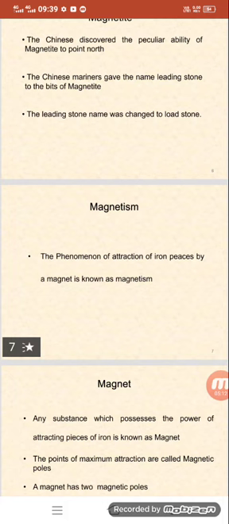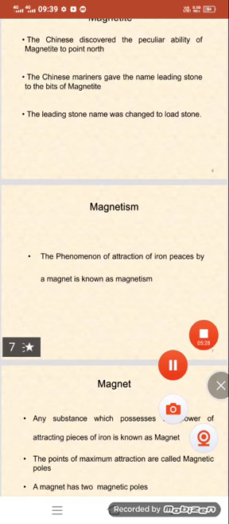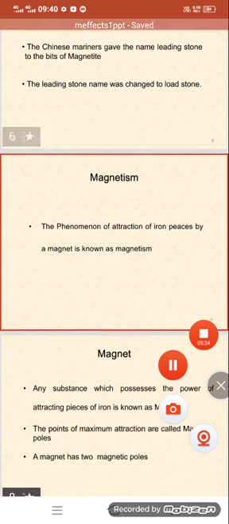A magnet is a substance which possesses the power of attracting pieces of iron. Normally it is a small substance which has the property, or the power, of attracting the iron pieces surrounding it.